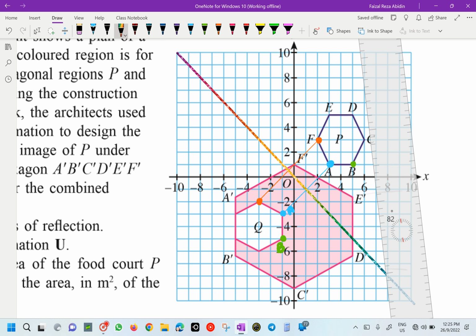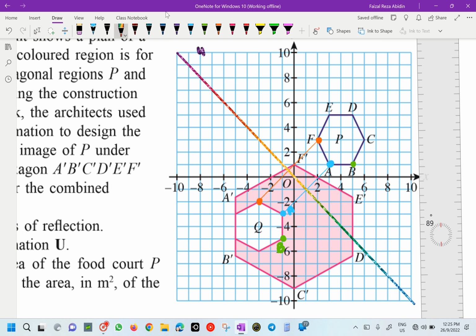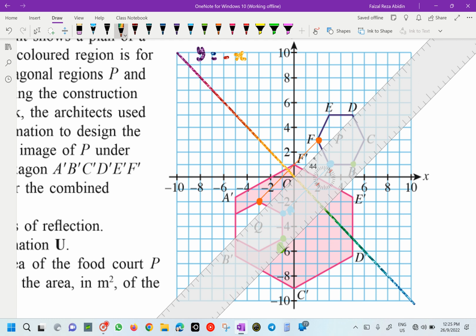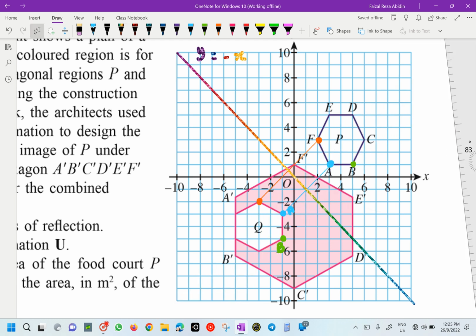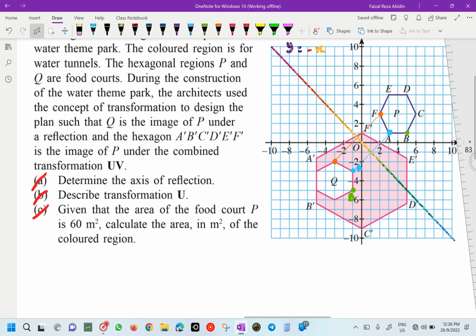Okay, the axis of reflection is going to be over here. I'm going to say y equals negative x. Why didn't it have y equals x? If y equals x, it's going to be like this, to the right, like that. Can, girls? Okay, so here we determine the axis of reflection. I'm going to get y equals negative x over here.